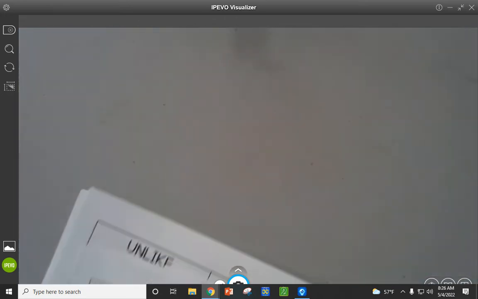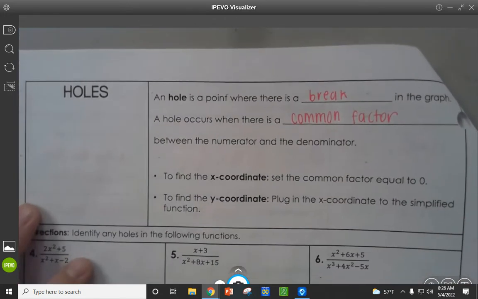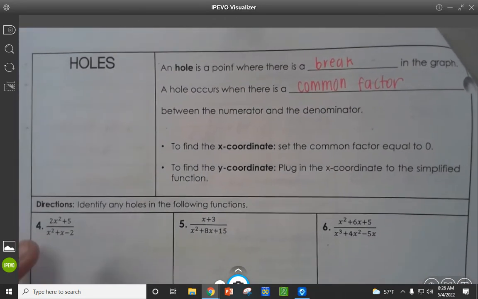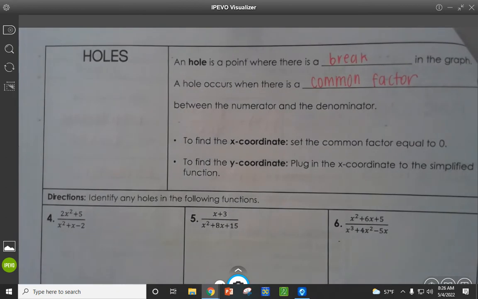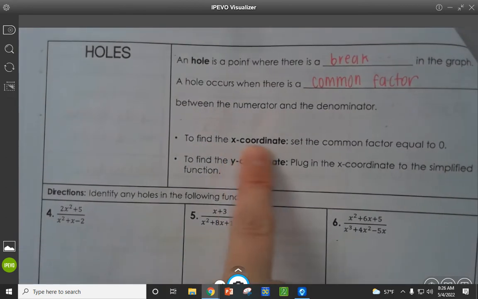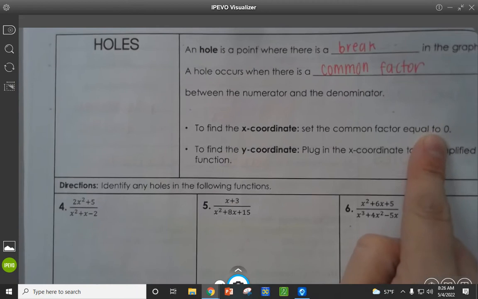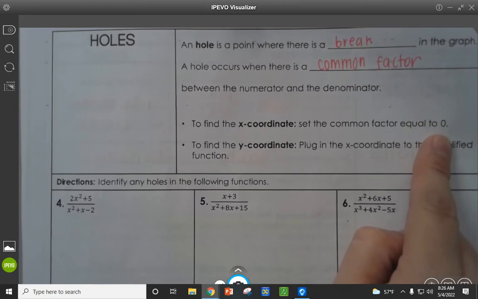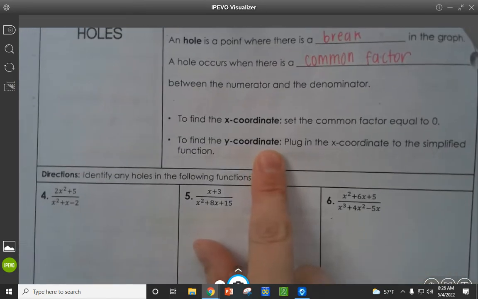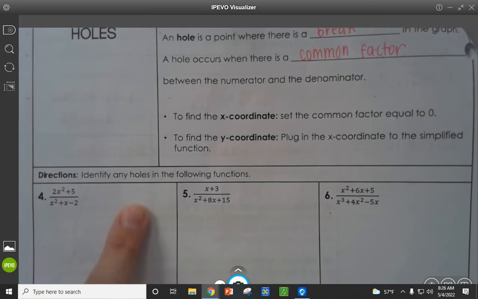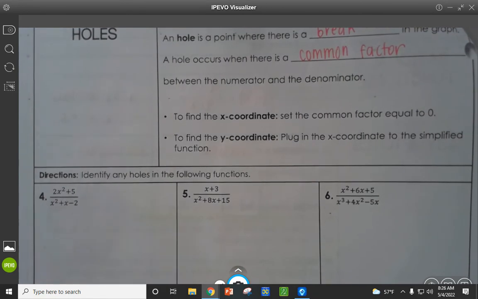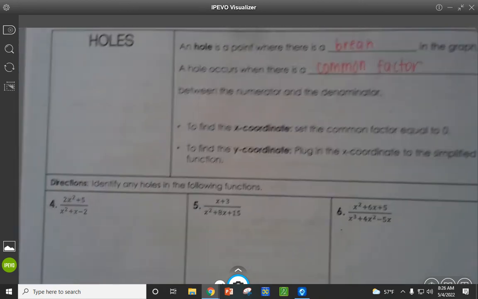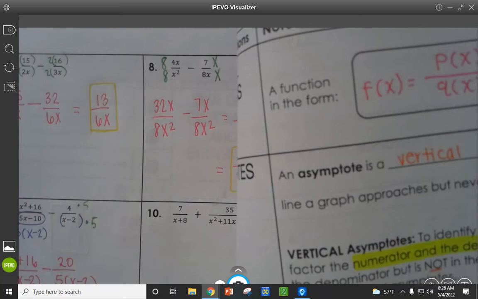Sometimes on your calculator, you can't really see it because, again, your calculator is only so accurate. So to find the hole, to find the x-coordinate, we set the common factor equal to 0. And then to find the y-coordinate, whenever we simplify our graph, we plug that x back in, and that tells us our y. So number 4, these are the same as these back here.